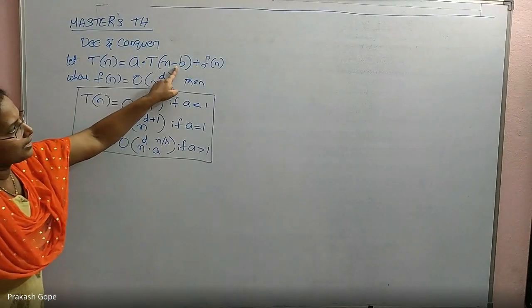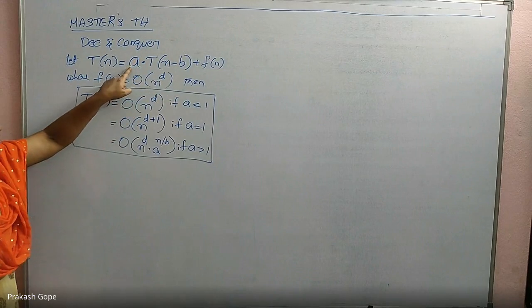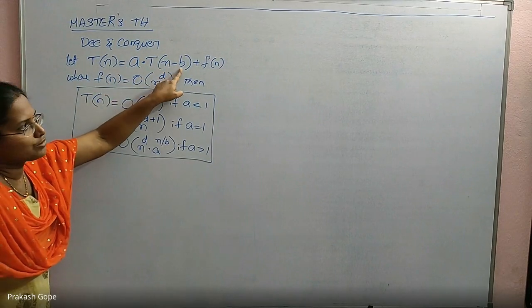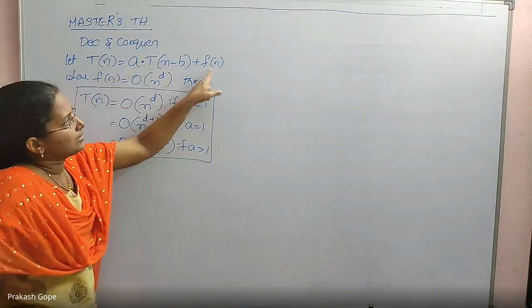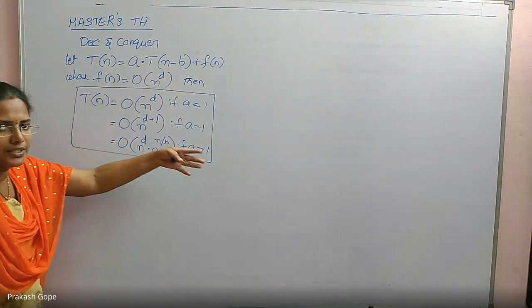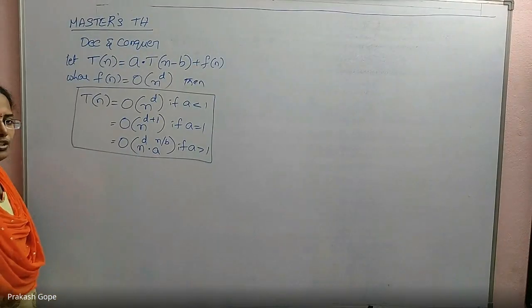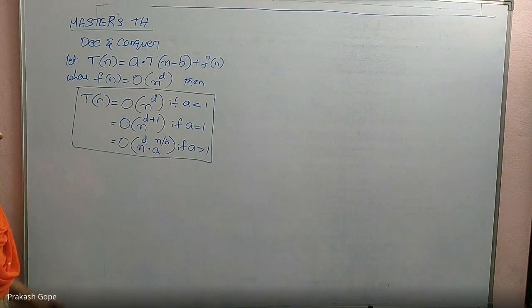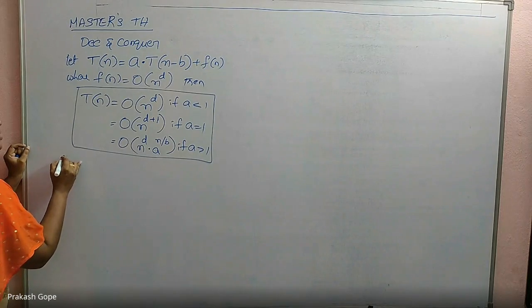So we are talking about decrease and conquer. This is a into T of n minus b plus f of n, in terms of n power d format, any polynomial. We will be solving many examples by using this theorem. Then you will have clarity. Okay, this is decrease and conquer. Finished? Now we will talk about divide and conquer.